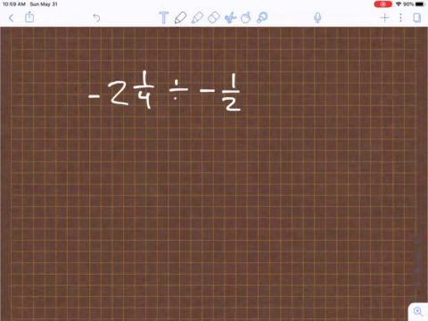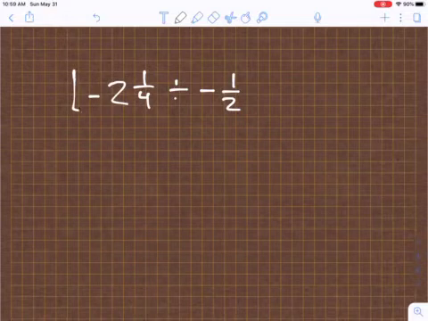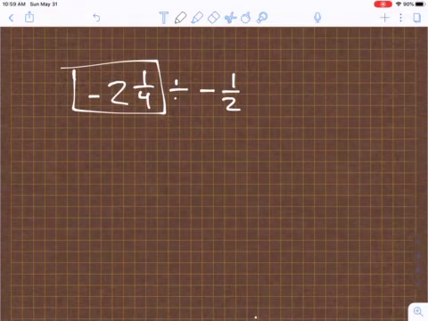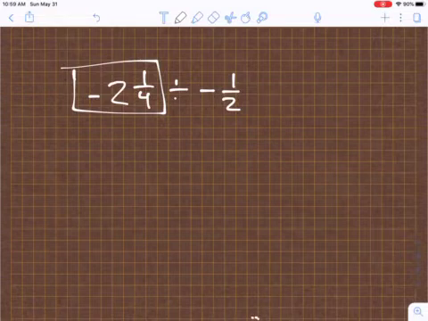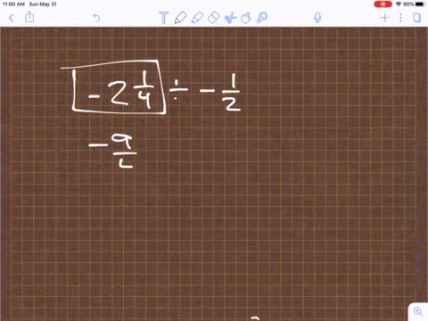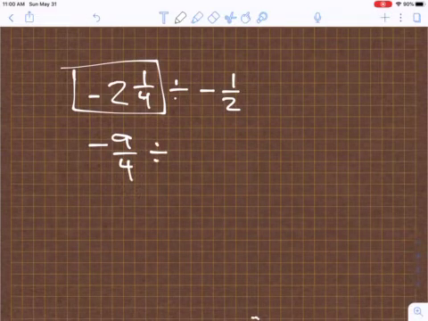All right, this one, the first thing we've got to do is write this thing as a fraction before we do anything. So let's write it as an improper fraction, not a mixed number. So I have 2 wholes, and each whole is subdivided into 4. So one whole would be 4, and then if you add another whole to it, you have 8. So you have 2 times 4 is 8, plus 1 is 9. So you have minus 9/4 divided by negative 1/2.